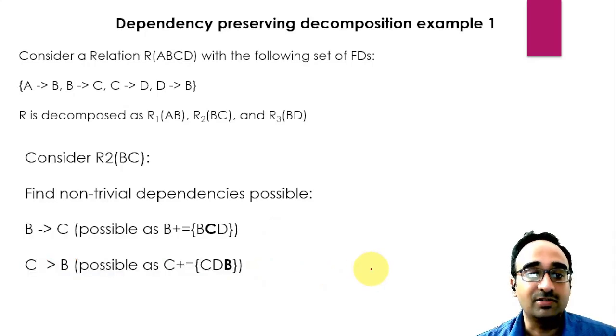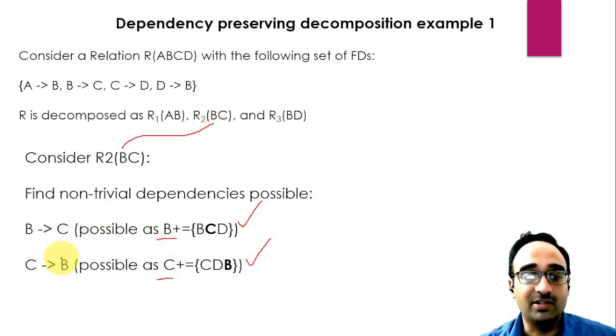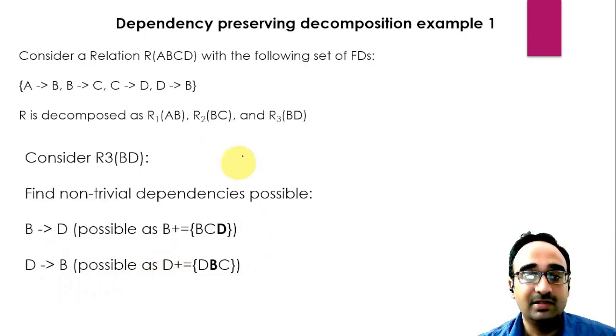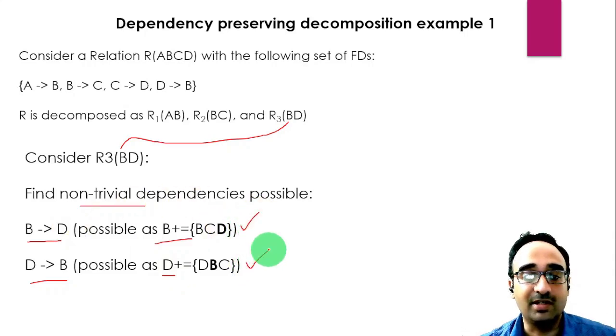Now similarly, take the second table R2, which has BC, and the non-trivial dependencies are B→C and C→B. Similarly, like in the previous step, calculate the closure. If the RHS is there in the LHS closure, you should include them. This is okay and this is also fine. So from this table we are getting two FDs, B→C and C→B. Similarly, take the third table, again non-trivial dependencies B→D and D→B. Again, to consider them or not, calculate the closure, and if the RHS is there in the closure, consider them. This is fine and this is fine.